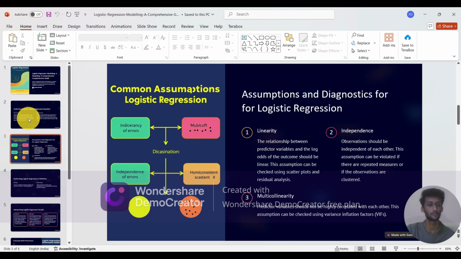Second is independence. Observations should be independent of each other. This assumption can be violated if there are repeated measures or if the observations are clustered. Third is multicollinearity. Predictor variables should not be highly correlated with each other. This assumption can be checked using the variance inflation factors.